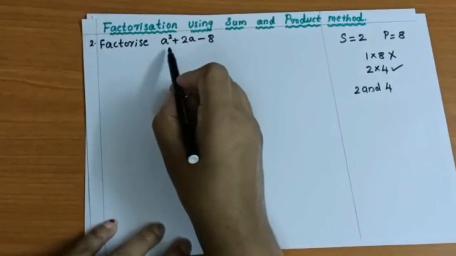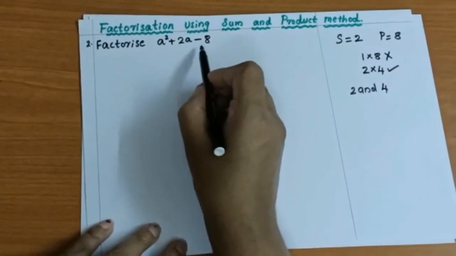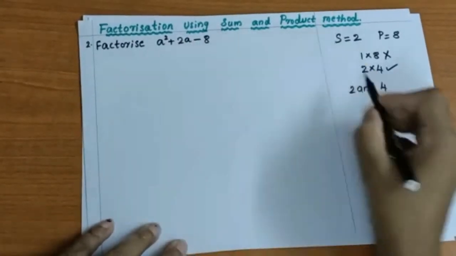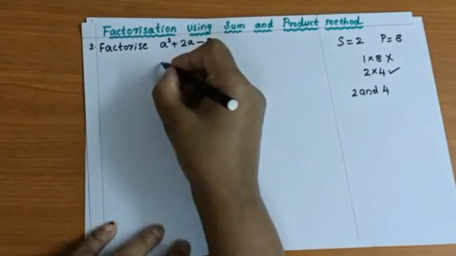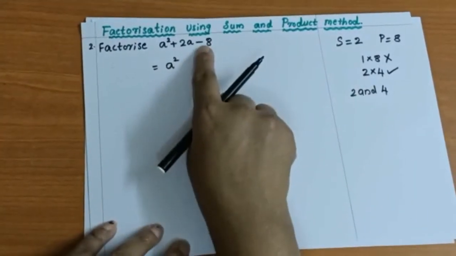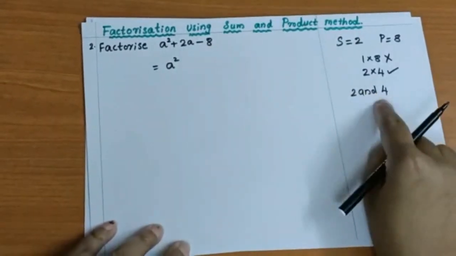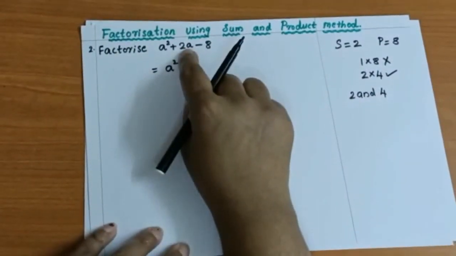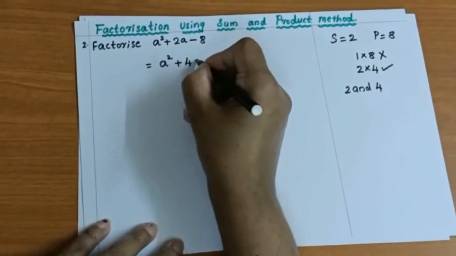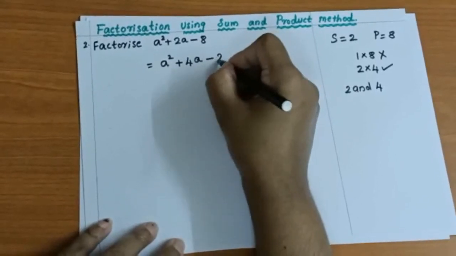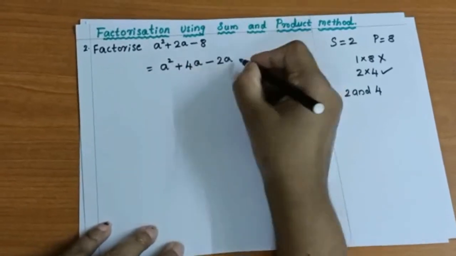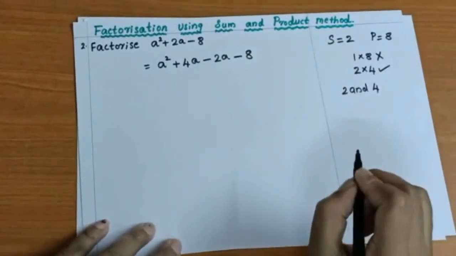Then our question, a square plus 2a minus 8. Like before, we can expand the middle term using 2 and 4. So a square. So take care, because of this sign, when we are subtracting, we will get the middle term 2. So what we have to do? Plus 4a minus 2a. Then only when we are subtracting, we will get 2a. We can write the middle term as it is.